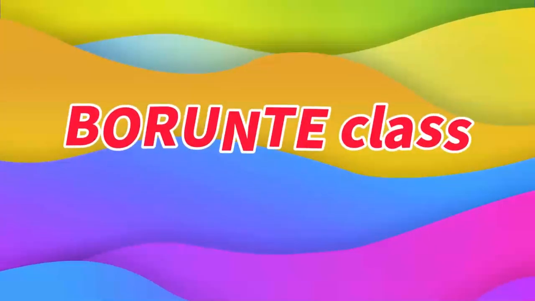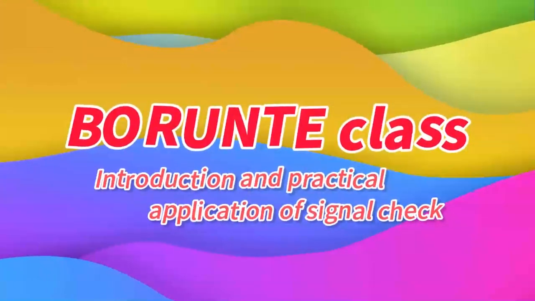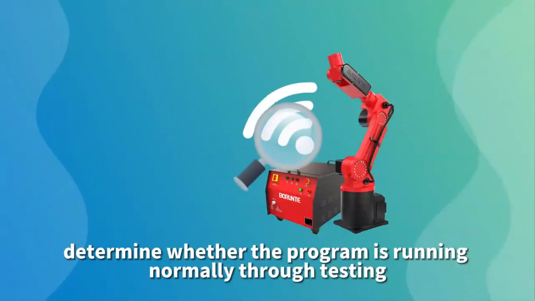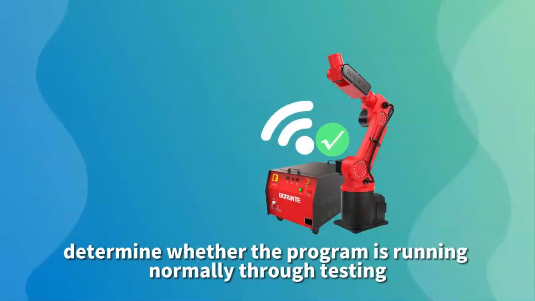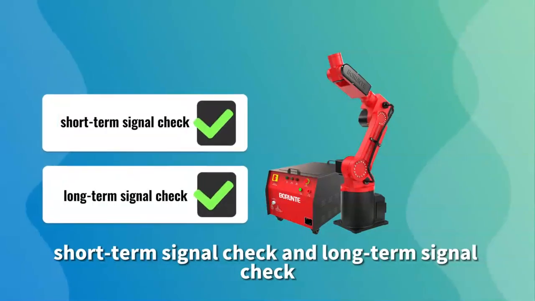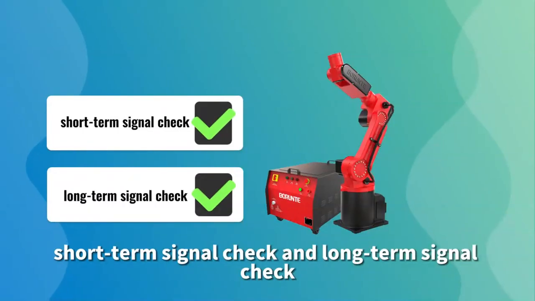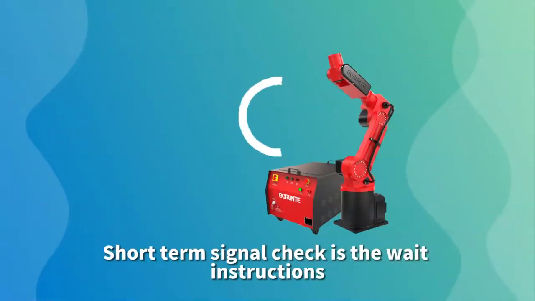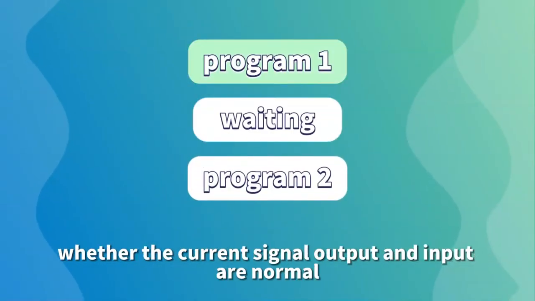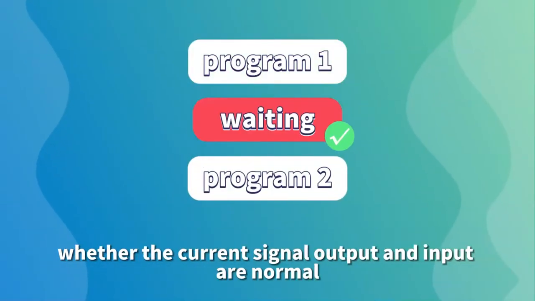Robot class, introduction, and practical application of signal check. Signal check is to check and test the signals, determining whether the program is running normally through testing. Signal check can be divided into two types: short-term signal check and long-term signal check. Short-term signal check uses the wait instructions. We can add a wait in the program line to judge whether the current signal output and input are normal.